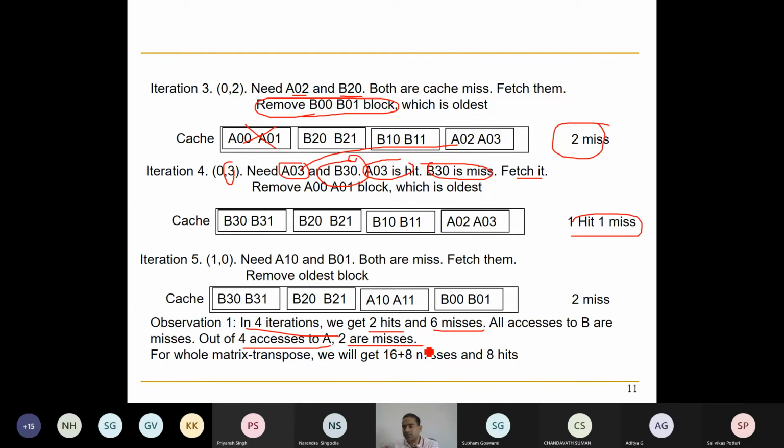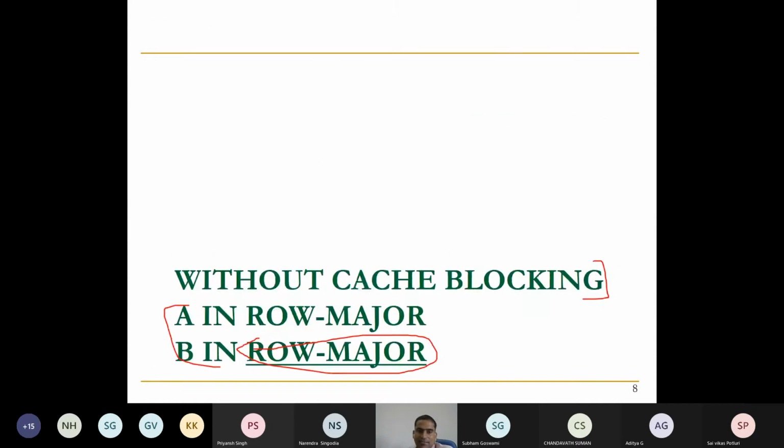And we can continue this for the next 4 iterations also. Finally, we'll find out that out of 32 accesses, 24 are misses and 8 are hits. So can you tell me these 8 hits, will they be to A or to B or to both? Yes, all belong to A. Only for A we will have hits. For B we will not have any hits. That's what we said here.